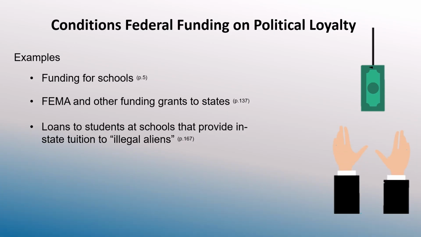This next one I thought was interesting. It calls for denying loans to students at schools that provide in-state tuition to illegal aliens, a term the authors of Project 2025 use. That is not just punishing the schools, but is also punishing students who want to go to that school.